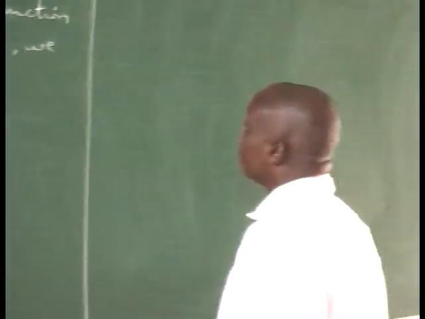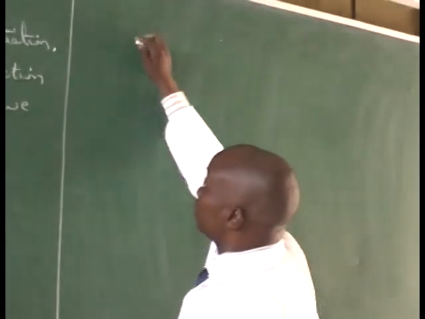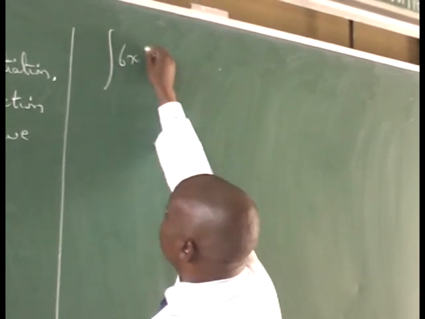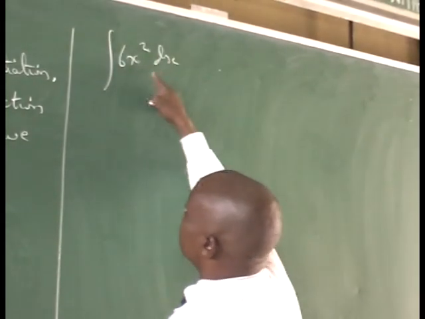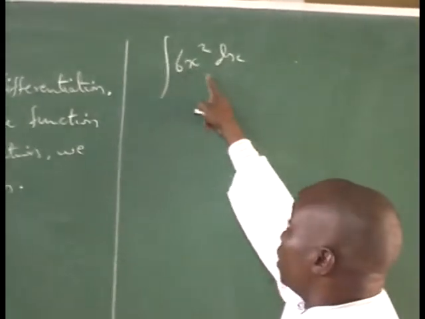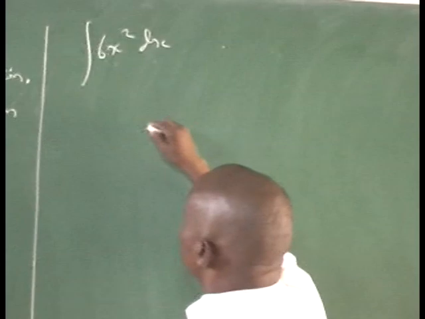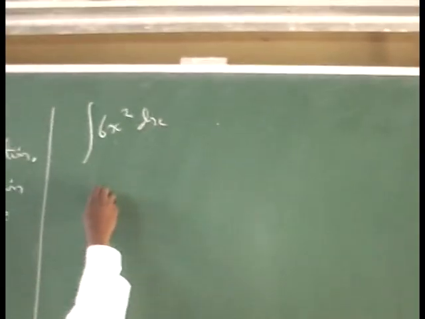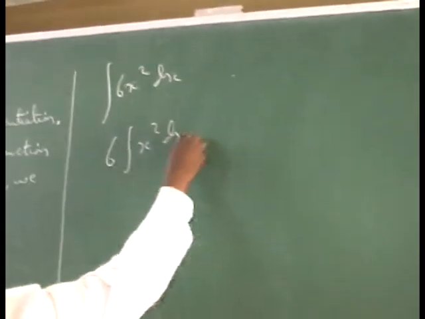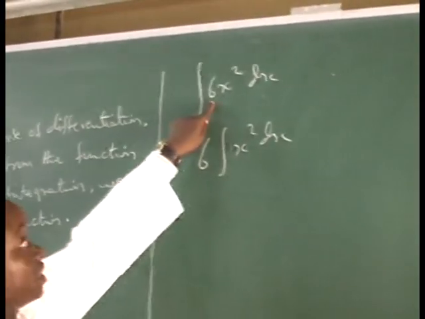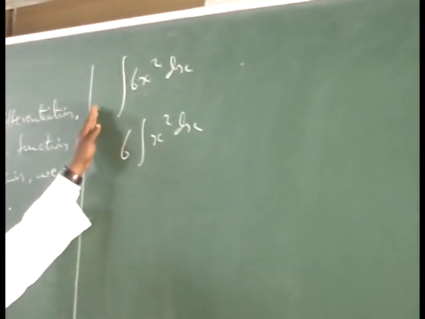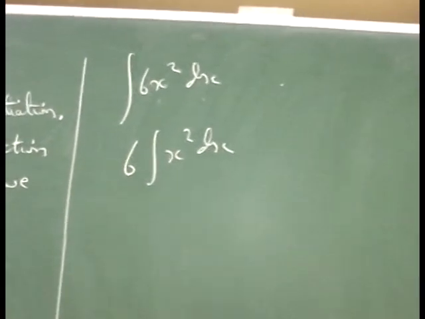I will integrate. And to integrate, I will say integral 6x squared dx. The dx is because I'm integrating with respect to x. And this will be the same as 6 integral x squared dx. You see, this is a constant. So anytime we integrate, we bring out the constant and integrate the function.